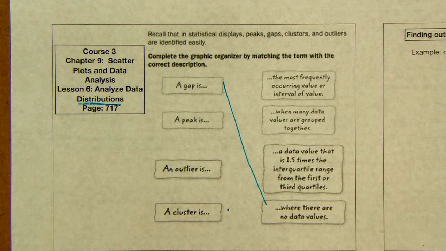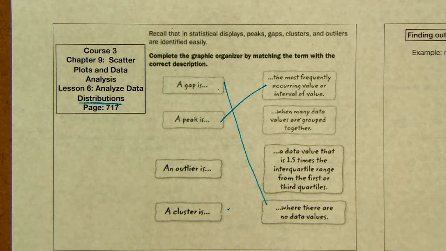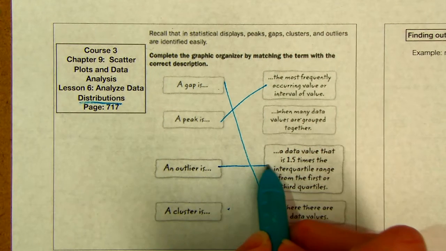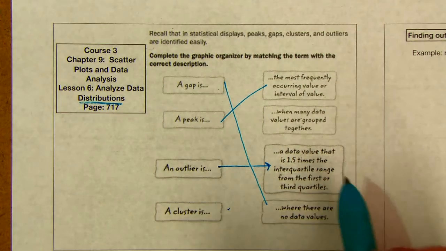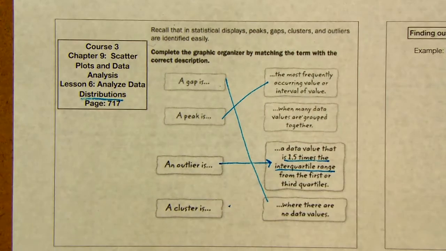An outlier, okay? Now, an outlier, this gives an actual definition, and today I'm going to show you how we actually calculate an outlier. 1.5 times the interquartile range from the two quartiles. And we'll talk more about that in a minute. And obviously a cluster where they are grouped together. All right, so finding an outlier.